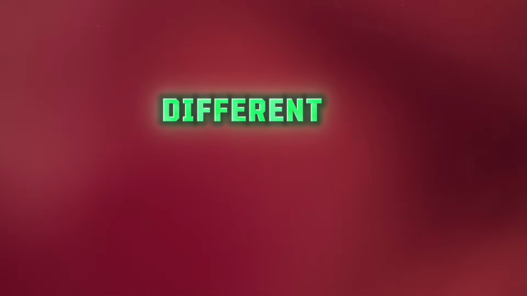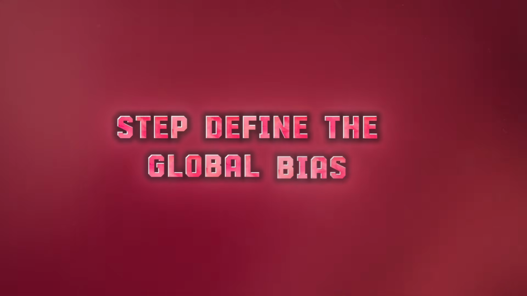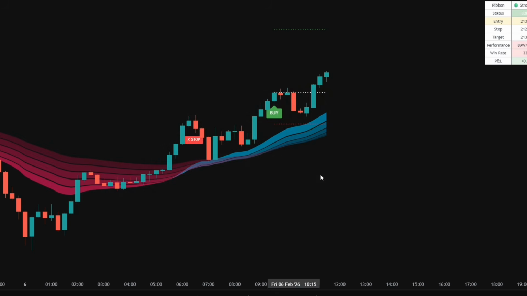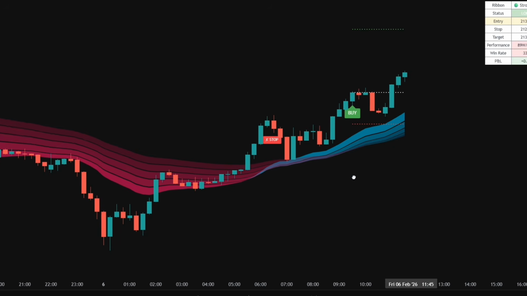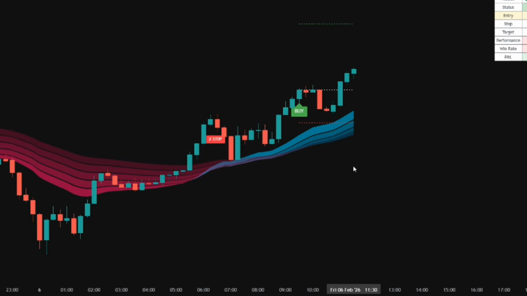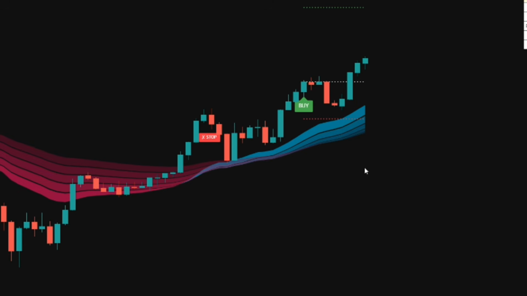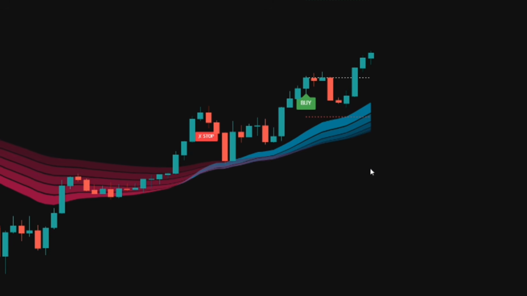Think about this carefully. We are now layering 3 different dimensions of market analysis: trend, momentum, and structure. Step 1. Define the global bias, the 15-minute filter. Open your chart and set it to the 15-minute time frame. Look at your Quantum Ribbon Pro 2.0. If the ribbon is blue-teal, you are in a buy-only zone. You are strictly forbidden from taking any sell trades on the lower time frame. If the ribbon is red/pink, you are in a sell-only zone.